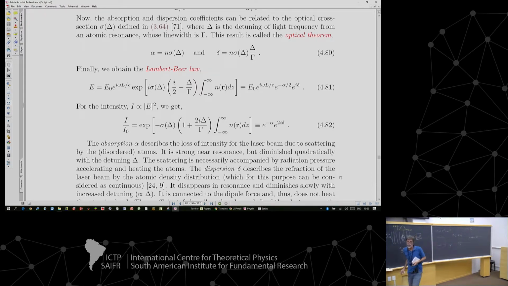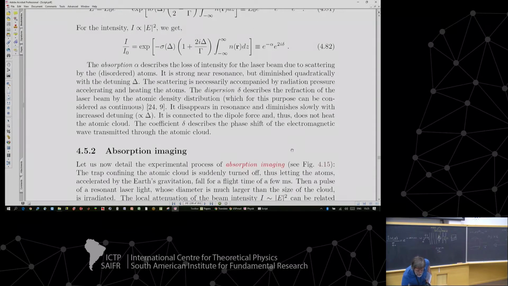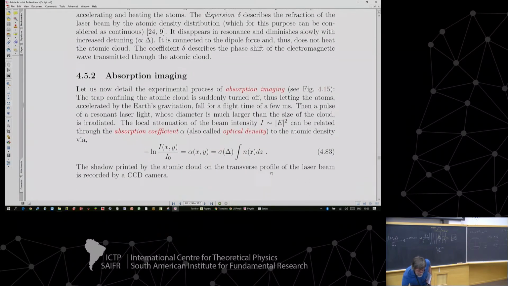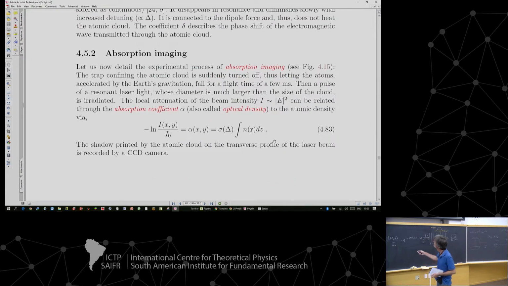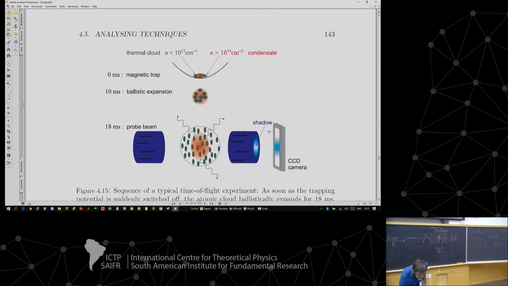And here I show you typical pictures of what I explained here. So we infer the density distribution in X and Y, which is not integrated here, from the optical density that we measure. And this is how we do it in practice.